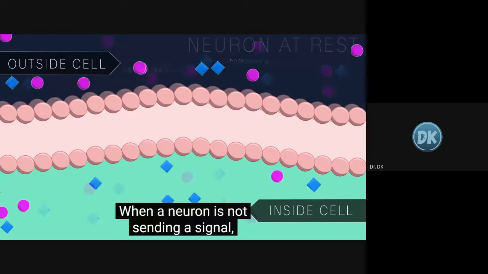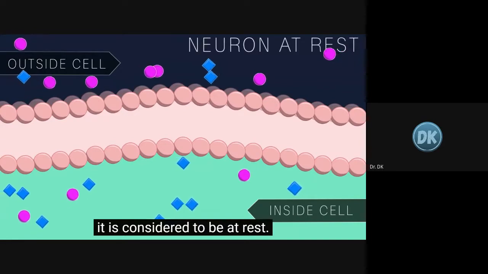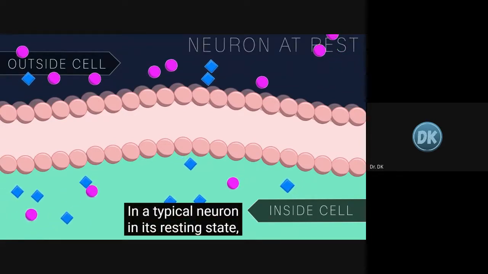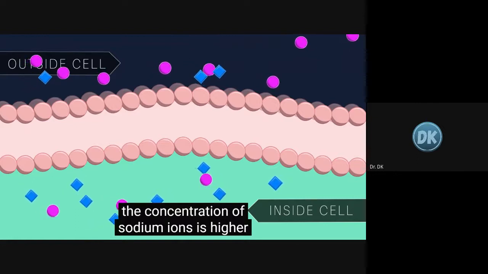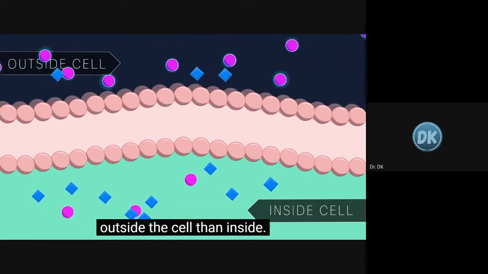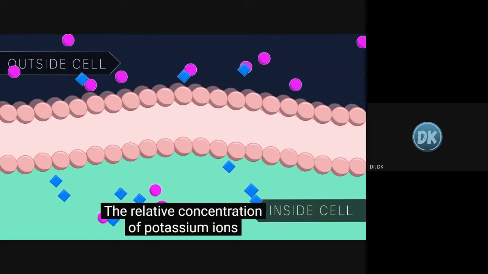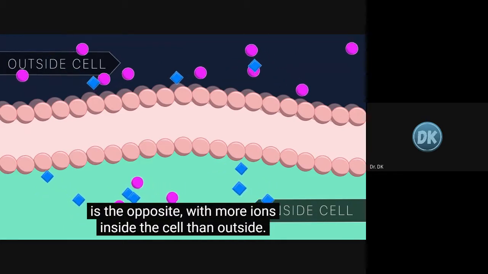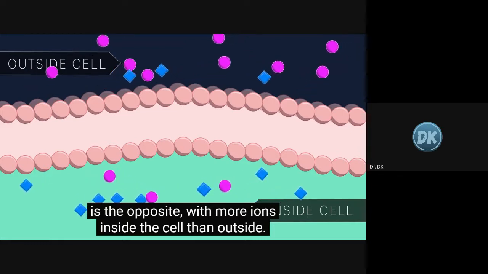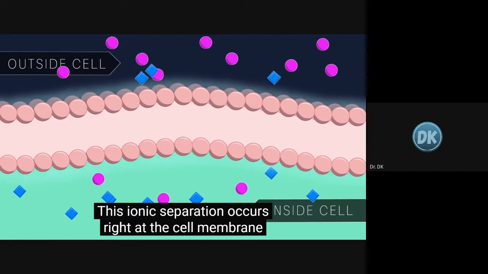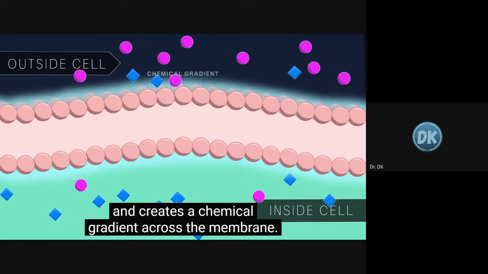When a neuron is not sending a signal, it is considered to be at rest. In a typical neuron in its resting state, the concentration of sodium ions is higher outside the cell than inside. The relative concentration of potassium ions is the opposite, with more ions inside the cell than outside. This ionic separation occurs right at the cell membrane and creates a chemical gradient across the membrane.